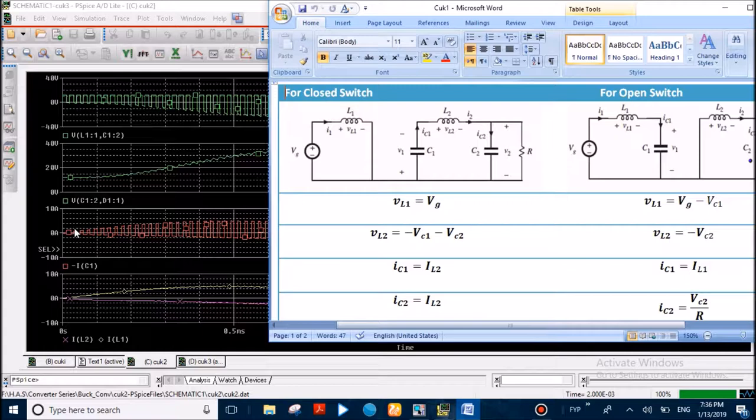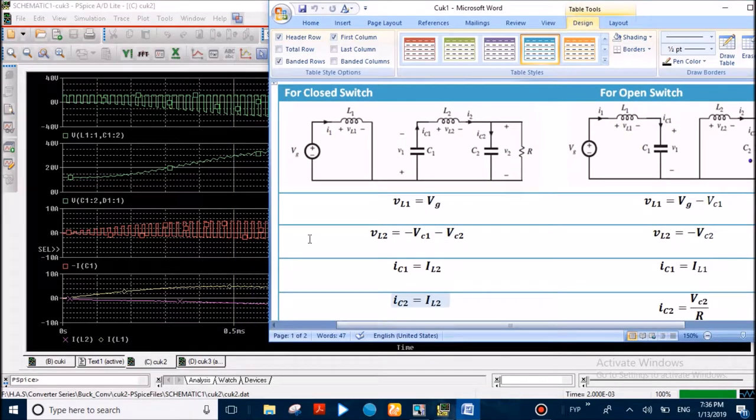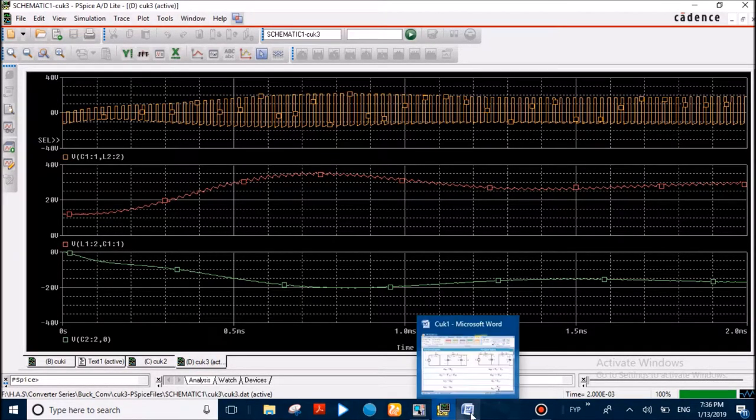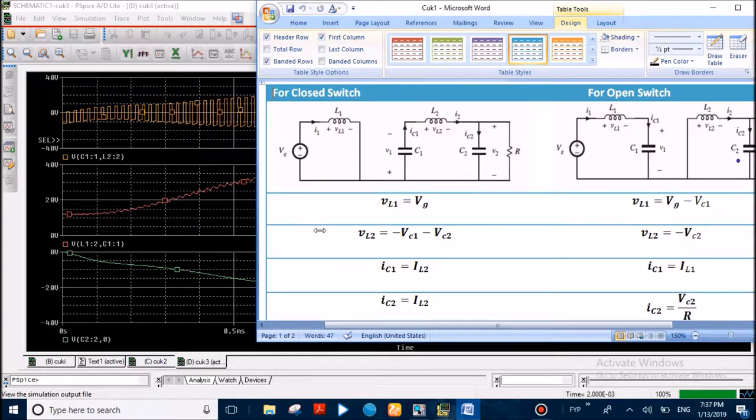So that is how the currents are appearing, and this current is actually the load capacitor current, which is IL2 when the switch is closed, that is this one, as you can see from here. And this can be found by applying the formula here, and IC2, that is the capacitor 2 current, can be found from the load current here. So moving on, our inductor 2 voltage is appearing right here, which can be found by this formula, that is minus VC1 minus VC2.